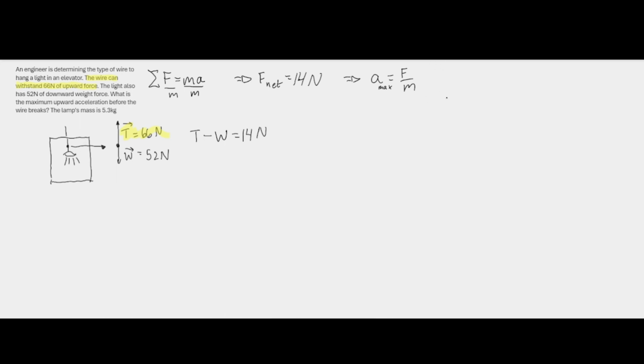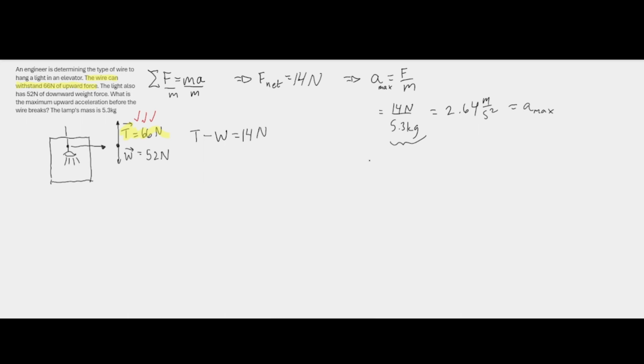So we plug in our forces now. So this becomes 14 newtons divided by 5.3 kilograms. And plugging that into our calculator, we get 2.64 meters per second squared. Again, if you're not sure where the meters per second squared came from, what you need to do is take the units here and resolve them.